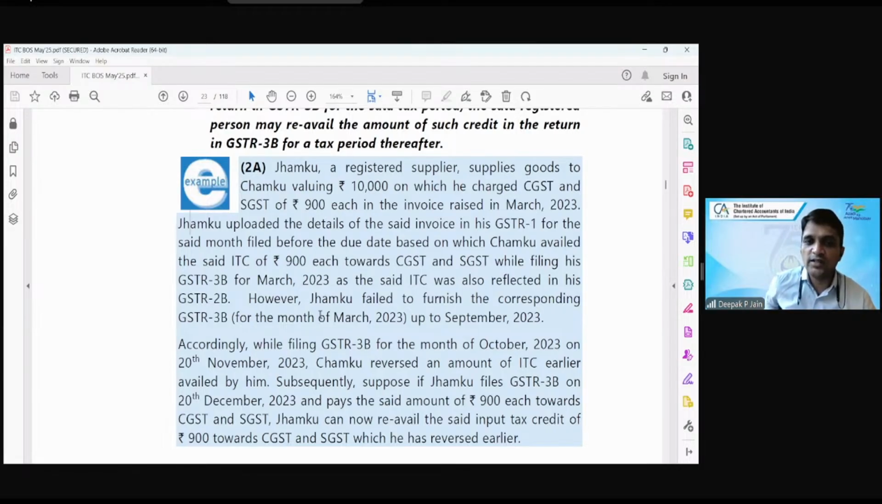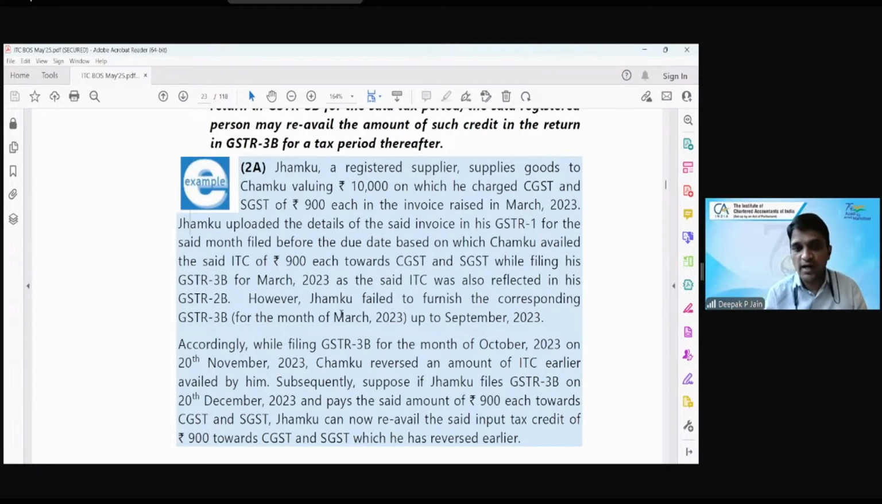How will it reflect in the 2B? As we had said, if the supplier files the GSTR-1, it will appear in the GSTR-2B of the receiver, so he's got it. Fine. However, Jamku failed to furnish the corresponding GSTR-3B. So see, there are two returns: GSTR-1, on the basis of which you get the details in 2B and you can claim the credit. After filing GSTR-1, the due date is 11th, and for GSTR-3B, the due date is 20th. For March, he has to file the return by the 20th of April. Now, he's not filed it.